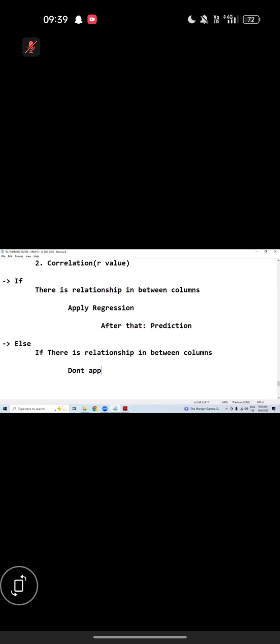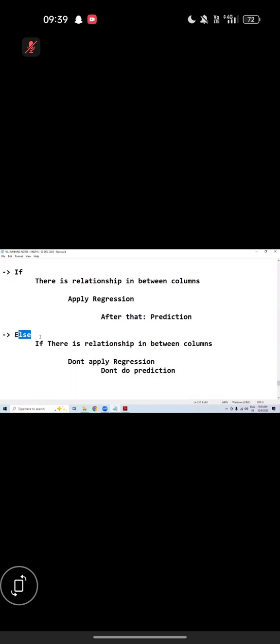Next one, what do you mean by else, Sarji? If there is no relation, if there is no relationship in between columns actually, then don't draw, don't apply regression. If you are not applying regression, then don't do. That's the beauty, sir. Adi meeku ardham kavali.